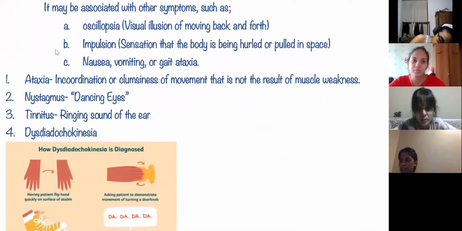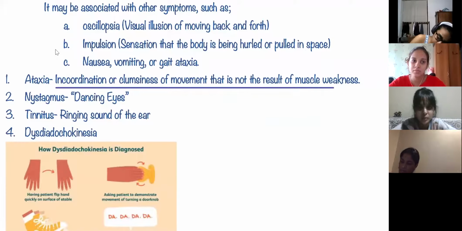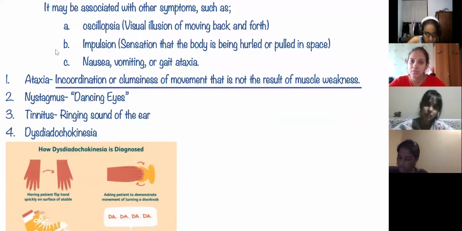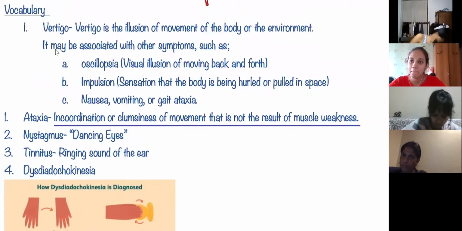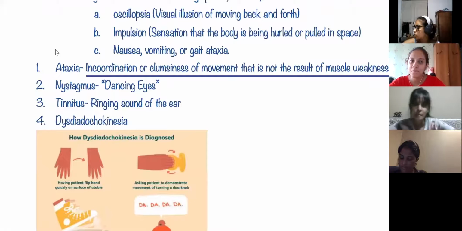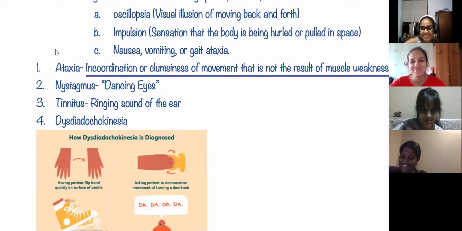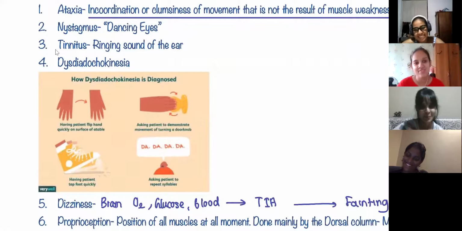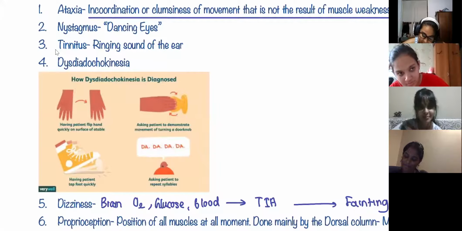Now, ataxia is basically clumsiness of movement that is not caused by muscle weakness. Think of a drunk, an alcoholic. That is the way these people walk. Nystagmus is dancing eyes. Tinnitus: have you guys ever felt a ringing sound in the ears? It's like you keep a tuning fork next to your ear. That is that same sound.